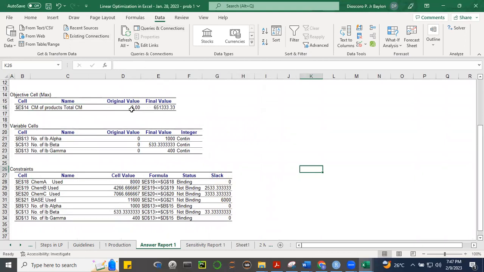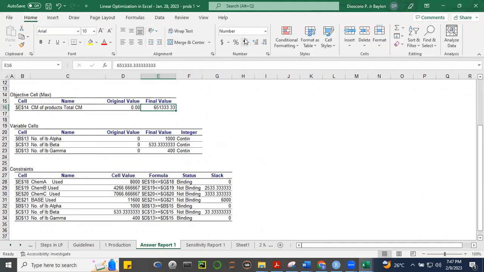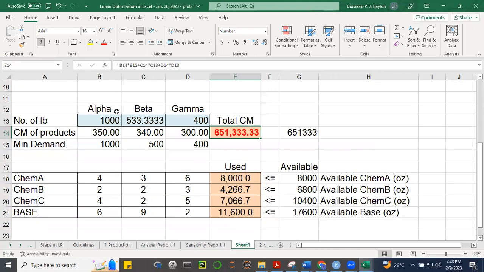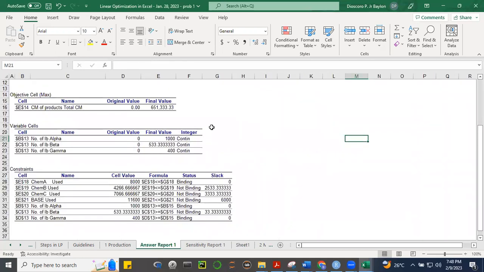Okay, and then the original value is 0, because when we started, the contribution margin had no value. It was 0 because 0 units produced. And then the final value is 651,333. That's the contribution margin generated because we're going to produce 1,000 pounds of alpha, 533 of beta, and 400 of gamma, giving us a contribution margin of 651,333. Okay, so back to the answer report.